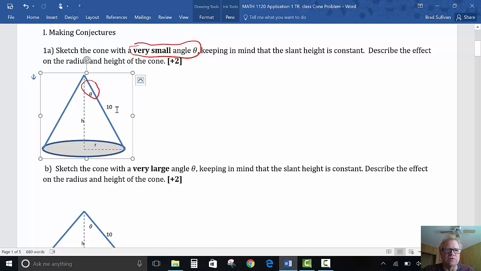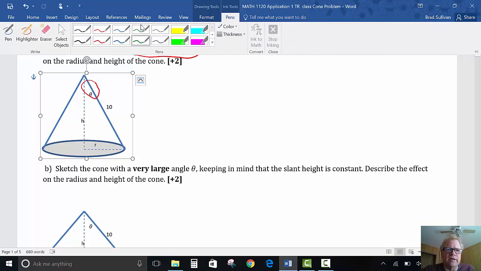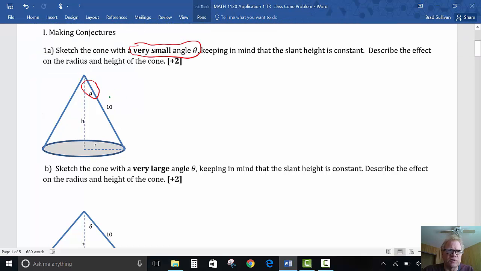Now, one of the things I want to focus on here is this thing we call the slant height. This thing right here is called the slant height, and that's going to always stay the same. So the slant height will always be 10, and that's a real key when you're dealing with this problem.